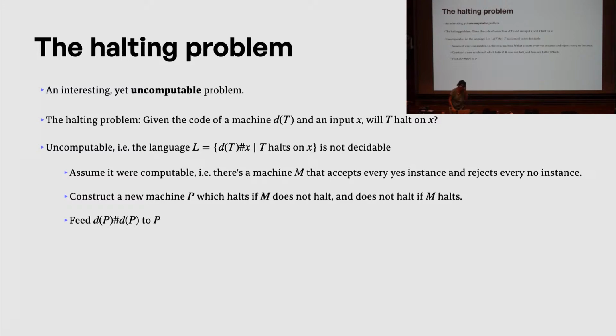I'll come there in a second. Now, feed it its own description. So feed it d of p. So if p is a Turing machine, then it has a description, d of p. And for the second part of the input another valid string must be d of p to p. Now you conclude that p halts if and only if p does not halt on, I should say, d of p.